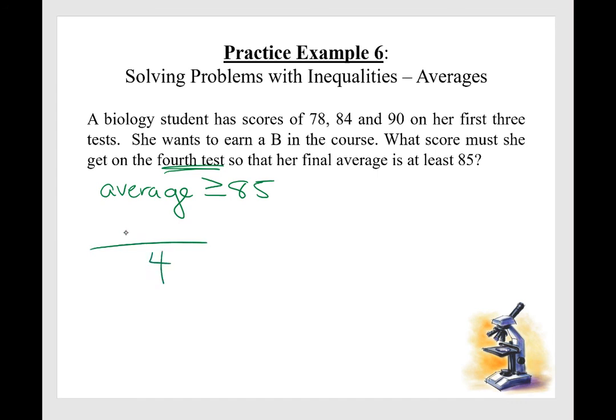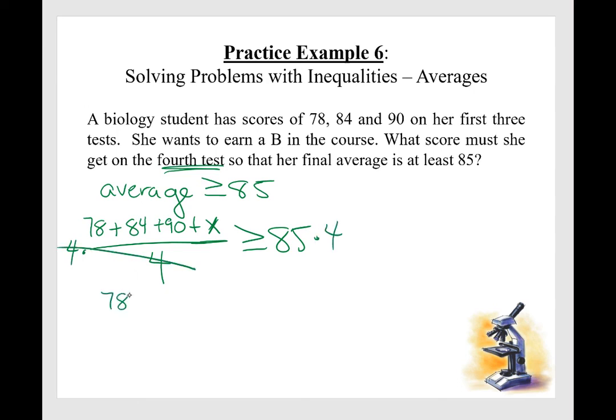So we're dividing by 4, and those 4 tests are 78 plus 84 plus 90 plus that fourth test that we haven't taken yet. So that's going to be our x. All right, so there's the equation. Hopefully you have the same inequality that I do. Then I'm going to multiply both sides by 4 to get rid of that fraction.